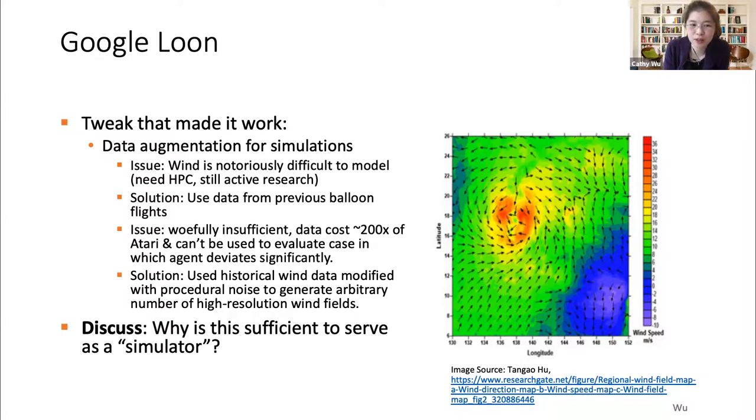But why is historical information enough? Because this is a sequential problem, right? We interact with the world and then the world changes. Because you can sample a distribution based on the data, and it is enough to capture all variability that you can encounter in the real world after that.